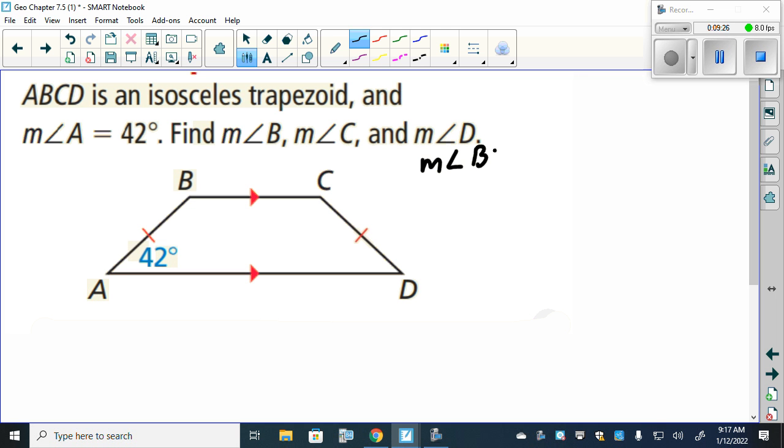Measure of angle B, measure of angle C, and the measure of angle D. What is one angle that we know for sure? A and D, because A, it told us, is, so measure of angle D is, and the reason we can say that with certainty is the fact that it is an isosceles trapezoid. And inside of an isosceles trapezoid, the base angles are congruent.